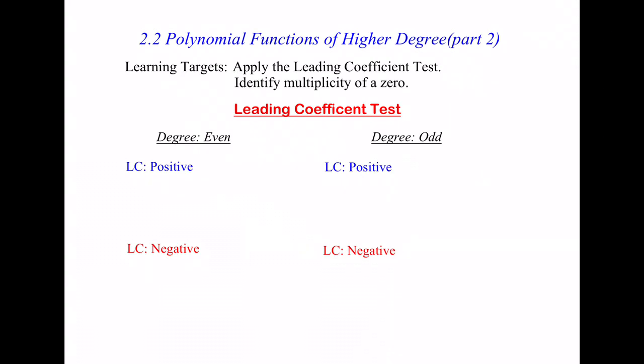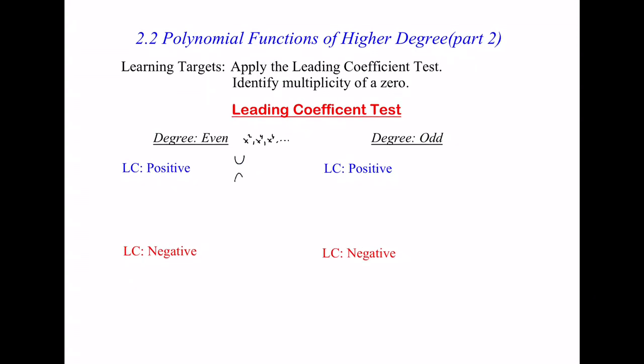So the first thing we're going to do is look at even degrees. And even degrees, you've got x squared, x to the fourth, x to the sixth, and so on. Think of your x squared, that's the one you're most familiar with. When your degree is even, as with x squared, it either opens up or it opens down. If the leading coefficient is positive, then you know it opens up. So that's true for all even degrees.